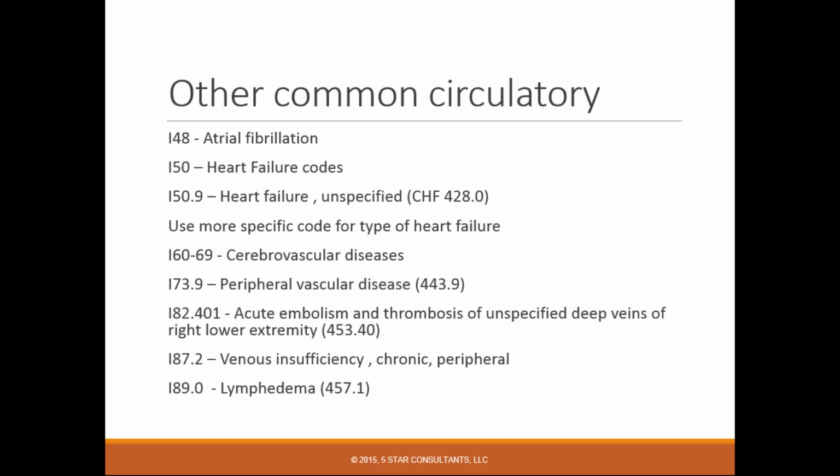Venous insufficiency, chronic and peripheral, is I87.2. Lymphedema is 457.1. That's I89.0. So I tried to give you as many crosswalk type codes as I could that are common codes. And like I said, always look them up, because there's Excludes 1 notes that say don't code this with something else, there's Excludes 2 notes that say yes, code this with something else, and many other directions and many other codes. And so this is just a guide of common codes.